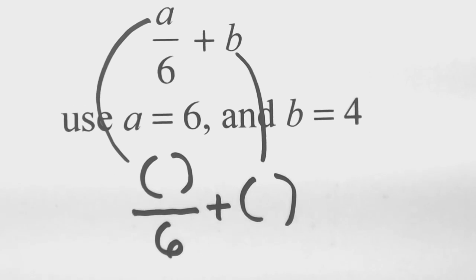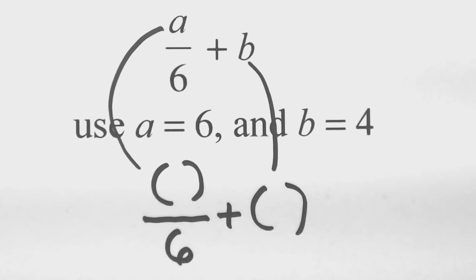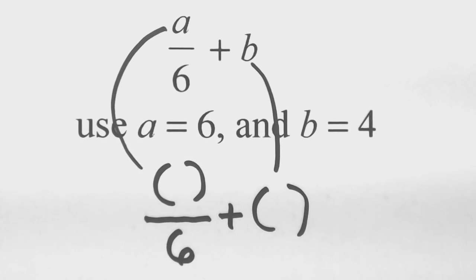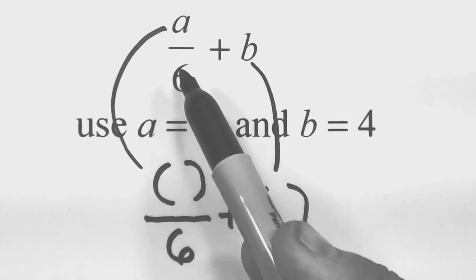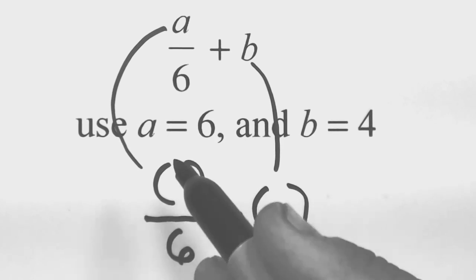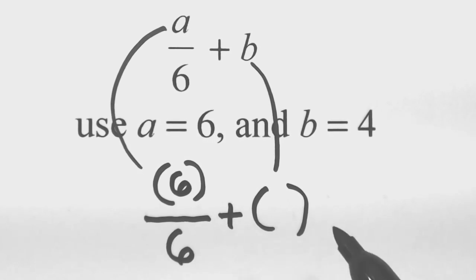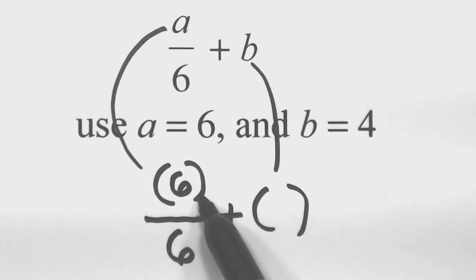Okay, now we're all set to plug in our values. Again, be careful, make sure you get the right ones in the right spot. The a is supposed to be 6. Okay, we put it in the hole matching the a.